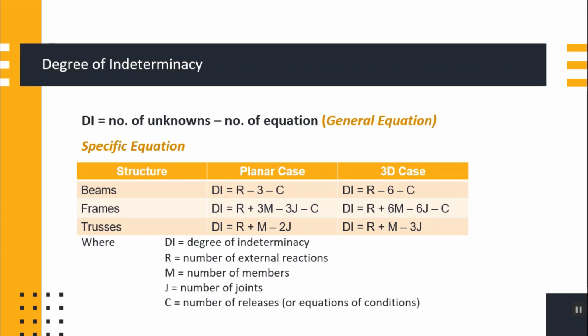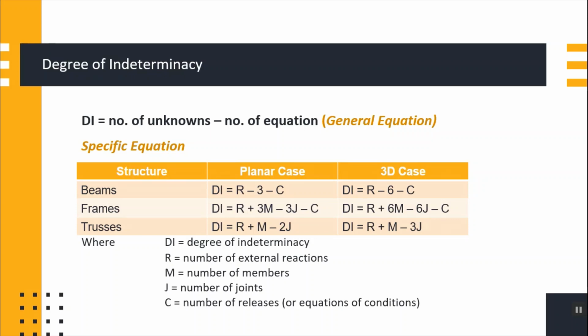Members meaning sa frames and trusses lang naman siya nag-exist. Magbibilang ka lang naman ng mga, kumbaga sa isang shape, yung sides niya. Kung ilan sides siya. Internal sides plus external, lahat yun, bibilangin mo lahat ng mga members. Sa joints naman, sa letter J for joints, is yung mga corners, kung saan kumabit yung mga members. And C is the number of releases or equations of conditions.